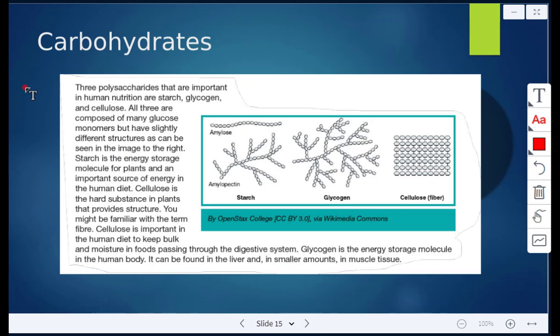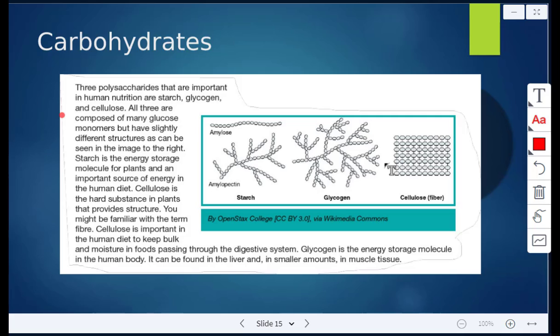All right, so again, here we're looking at the structure of a starch. We have glycogen, and then we have cellulose, which is also known as fiber. So three polysaccharides that are important in human nutrition are starch, glycogen, and cellulose. All three of them are composed of many glucose monomers, but have slightly different structures, as we can see here. Starch, again, is the energy storage molecule for plants. It's an important source of energy in the human diet.